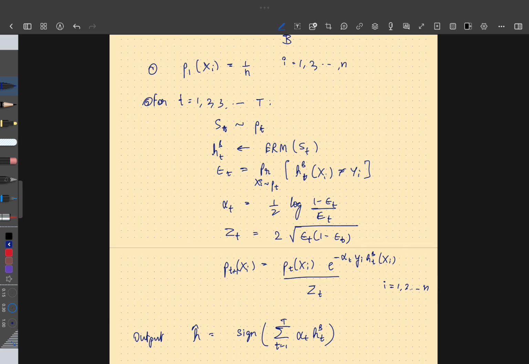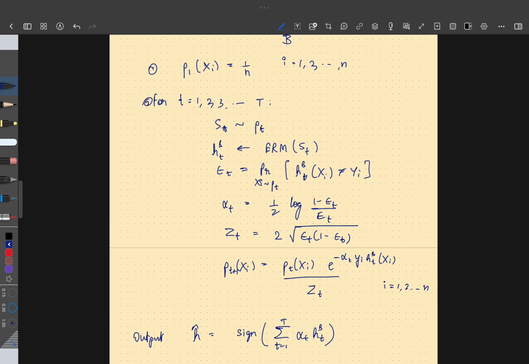Okay. So this is the rule. It's a little mysterious, the choice of many of these things. It's not obvious why you're choosing alpha t to be equal to this, or Z_t to be equal to this, or even the modification rule for P_{t+1}. Correct. So that's basically the high level intuition.